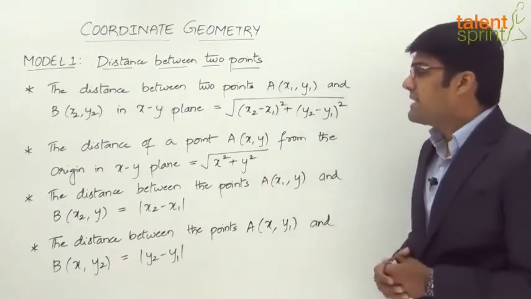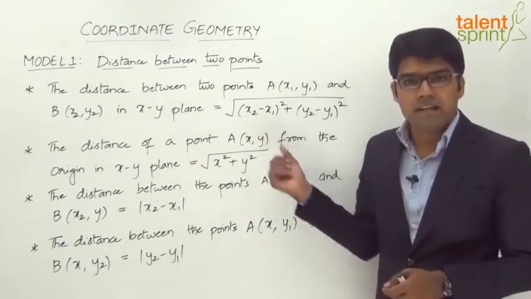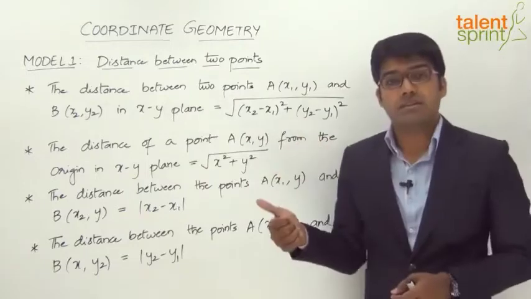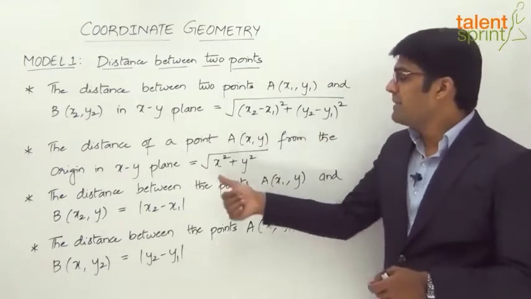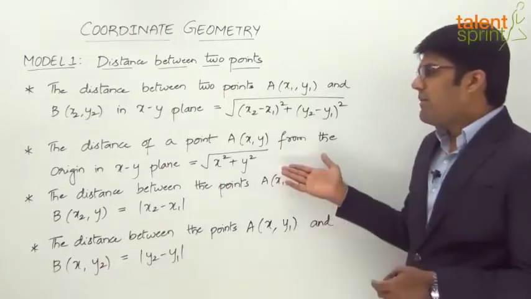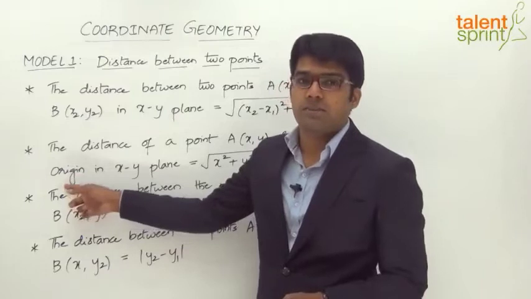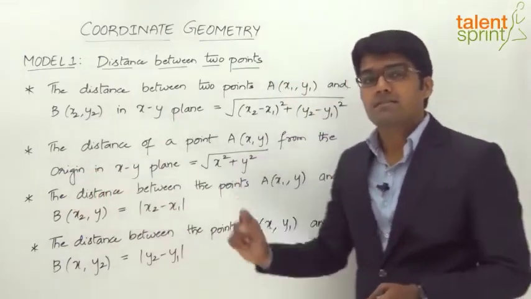The second point here says that the distance of a point A, where the coordinates are x, y, from the origin in the xy plane can be simply taken as root over x squared plus y squared. Now, a very simple point. Since we are calculating the distance from the origin, in the origin the coordinates are 0, 0.